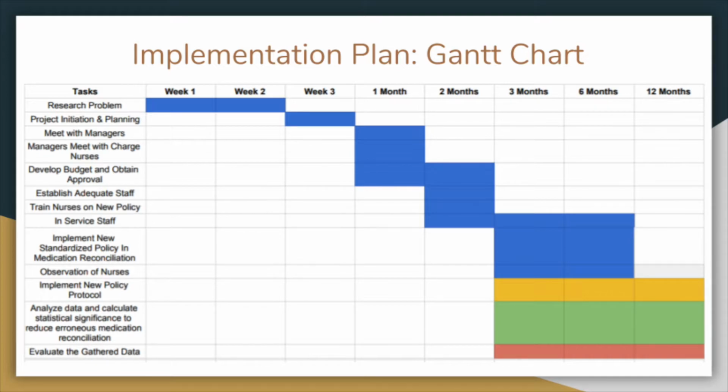We collect data from the moment the policy is implemented. After 12 months of implementation, we then analyze the data and calculate statistical significance to reduce erroneous medication reconciliation errors. We take all the data collected and evaluate whether there is a need for any more improvements.